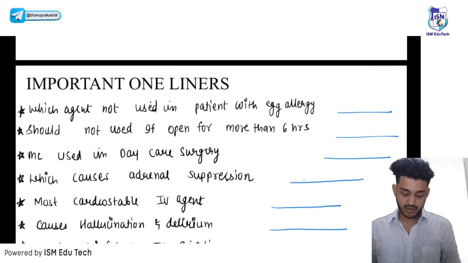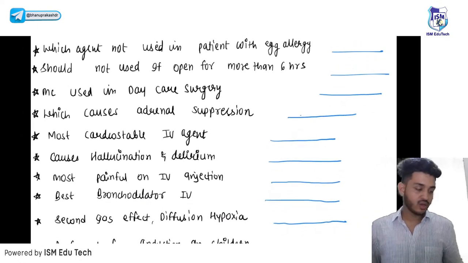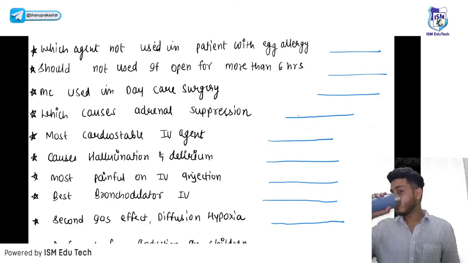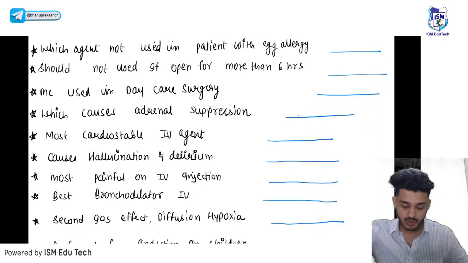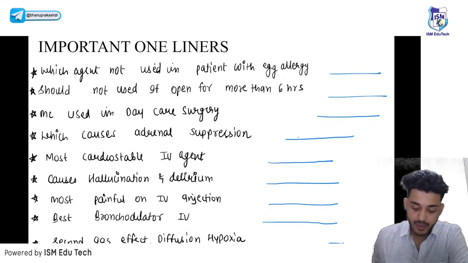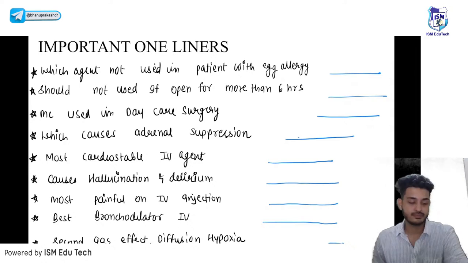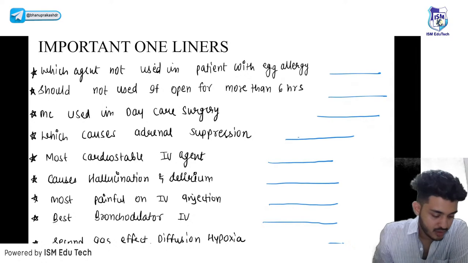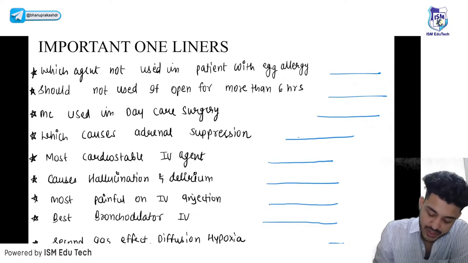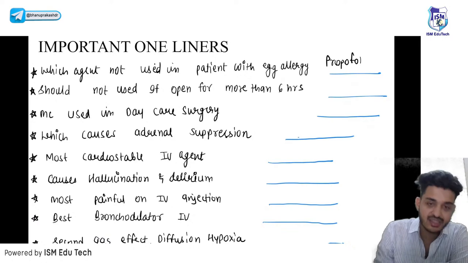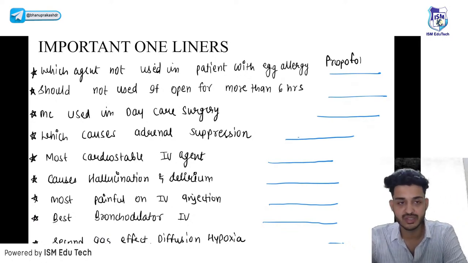Okay. Now please try to answer important one-liners, whatever you have studied. The first thing: which agent is not used in patients with egg allergy? If someone is having egg allergy, which agent should be avoided? That is your propofol. Remember, we have studied EYS, egg lecithin, G for glycerol, and soya bean. So if the patient is having egg allergy, avoid propofol.